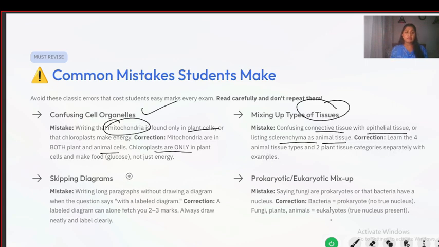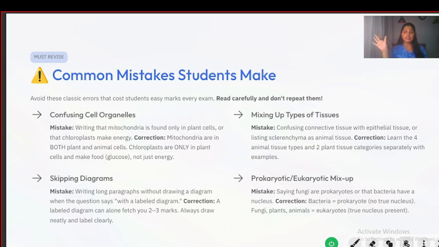Then skipping the diagrams, where all the tissue diagrams are very important. Just have a look over them. Even though it is not there for class 10th, that does not mean that you don't need to remember it. You need to remember their structure, so just a little diagram practice is fine. Then the prokaryote eukaryote mix up, mixing prokaryote and eukaryote, or forgetting their examples. So these are some little common mistakes which can be cleared up if you just go through these basics.